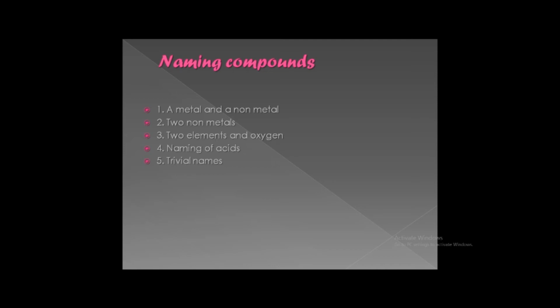Second rule, if two non-metals are there, take an example when carbon reacts with oxygen. Two compounds are formed, one is CO, another one is CO2. In CO, carbon you will read as such. Oxygen number here is 1, so you will add a prefix mono, so you will read as carbon mono. And for oxygen, again suffix -ide will be added, so the compound will be read as carbon monoxide.